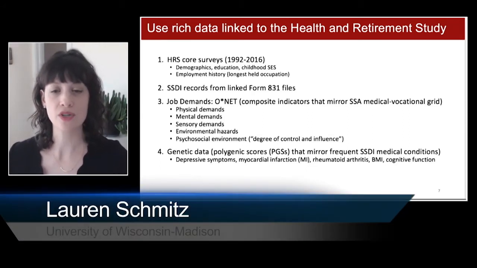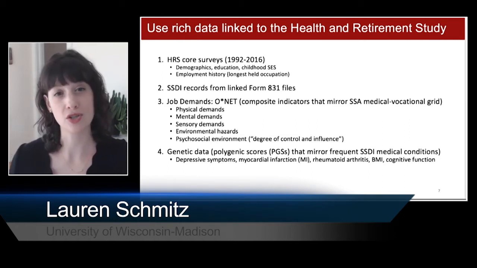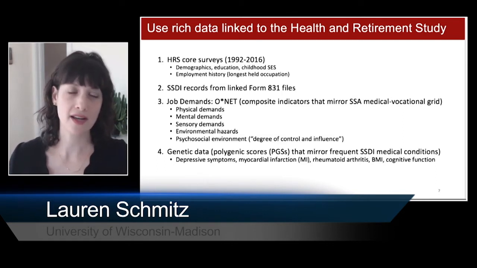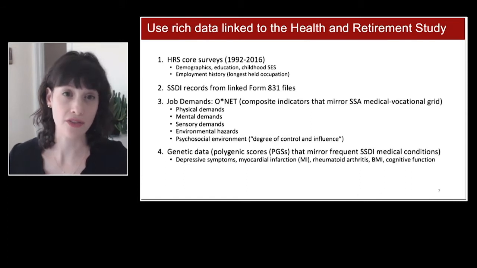And we use O*NET to construct composite indicators that mirror the SSA medical vocational grid. So we look at physical demands, mental demands, sensory demands, environmental hazards. And then we also add a fifth dimension, which is the positive psychosocial work environment. So again, the degree of control and influence that an individual has, the amount of autonomy they have over their day-to-day workload. This is not part of the medical vocational grid, but we include it because the psychosocial environment has been shown to be highly related to workability and good health at older ages. So we include that in this research as well.